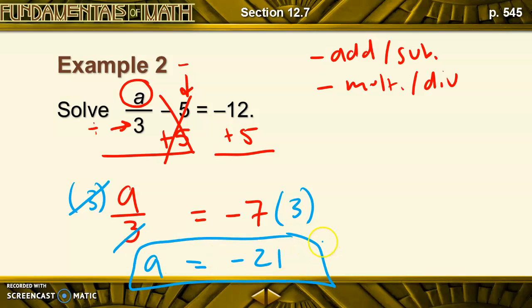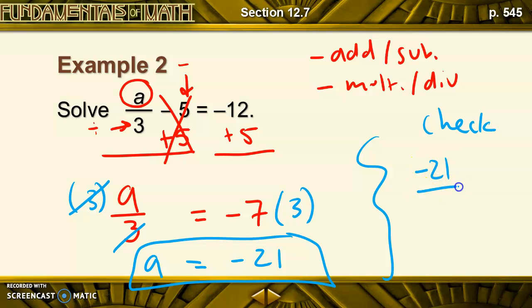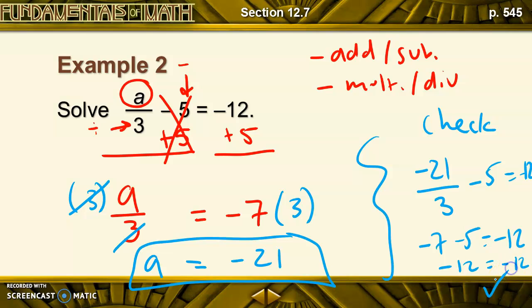How would I check my answer? So if I wanted to do a little check for my answer, I would plug in -21 divided by 3 minus 5 is equal to -12. And then I would get -7 minus 5 is equal to -12. -12 is equal to -12. Checks out. So all I did was plug in my solution for the original equation.